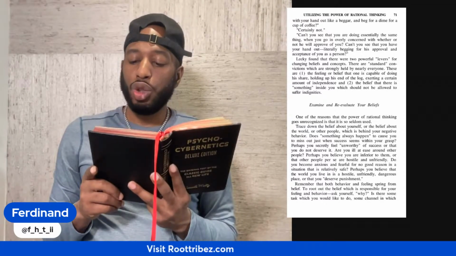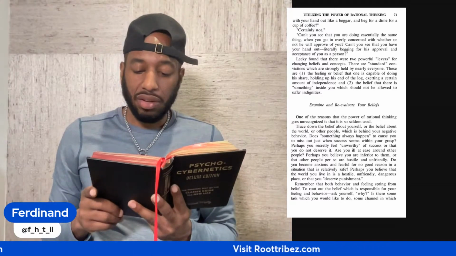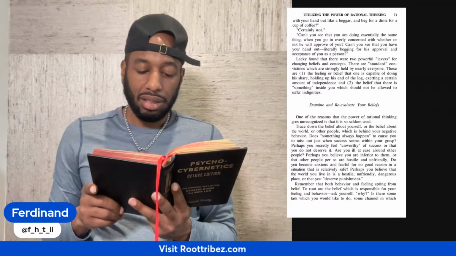Lecky found that there were two powerful levers for changing beliefs and concepts. There are standard convictions, which are strongly held by nearly everyone. One, the feeling or belief that one is capable of doing his share, holding up his end of the log, exerting a certain amount of independence. And two, the belief that there is something inside you which should not be allowed to suffer indignities.